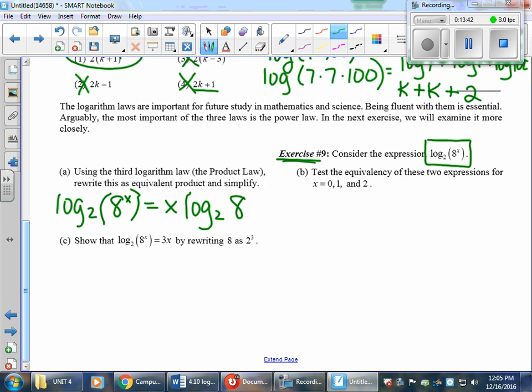Well, I know that log base 2 of 8 is equal to, right, 2 to the what power is equal to 8? 2 times 2 is 4 times 2 is 8, so this is going to be 3x. So that's what I'm simplifying it to. B says, test the equivalency of these two expressions for 0, 1, and 2. So I think you can probably do that on your own. I don't think you need my help to do that.